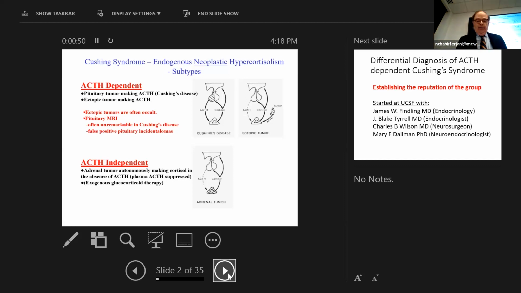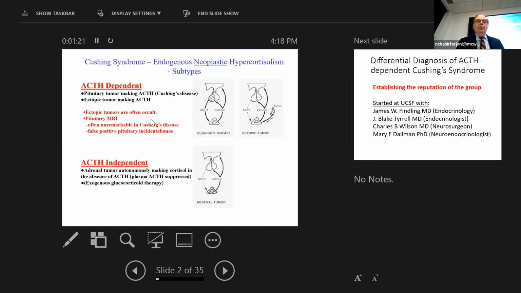Just to give a background for those of you that are not endocrinologists, the syndrome described by Dr. Cushing in the early part of the 20th century has a couple of different subtypes. One, of course, is ACTH-secreting tumors, usually in the pituitary, and that's what Dr. Cushing describes. So that's called Cushing's disease. Non-pituitary tumors can also make ACTH. That really wasn't discovered until the mid to late 60s.